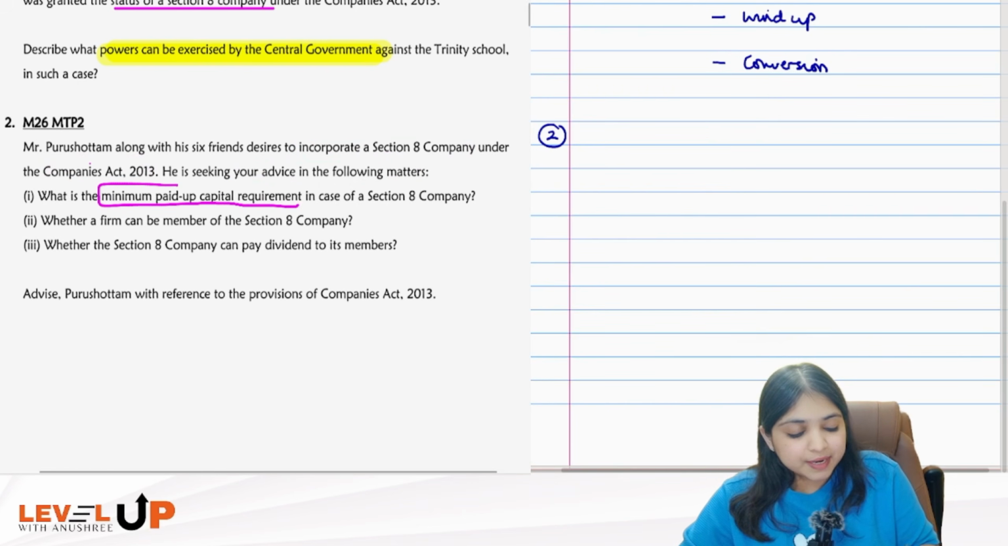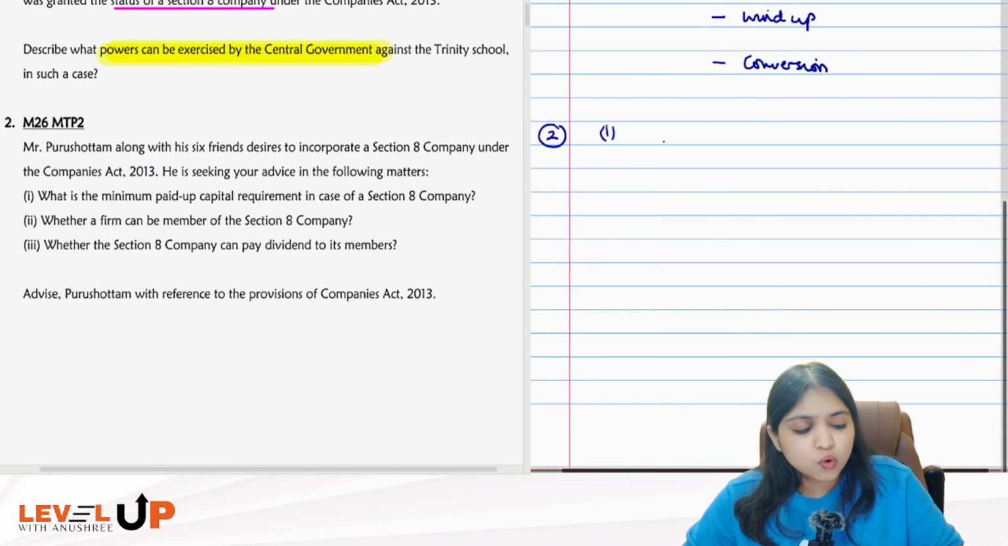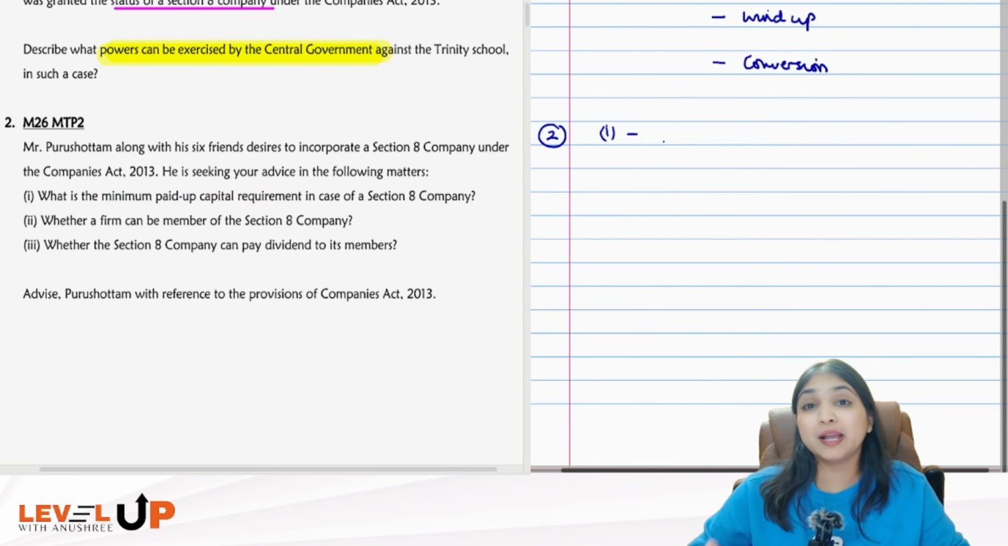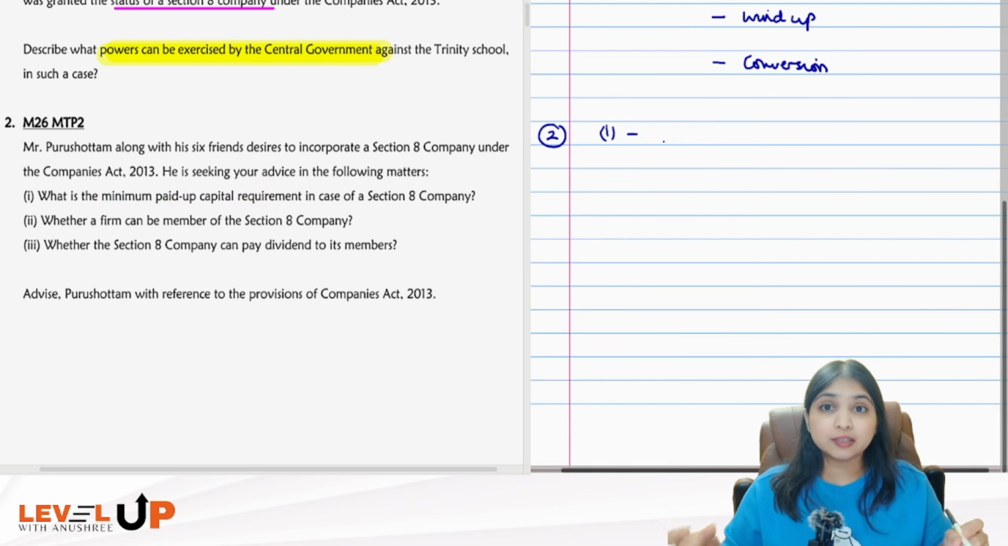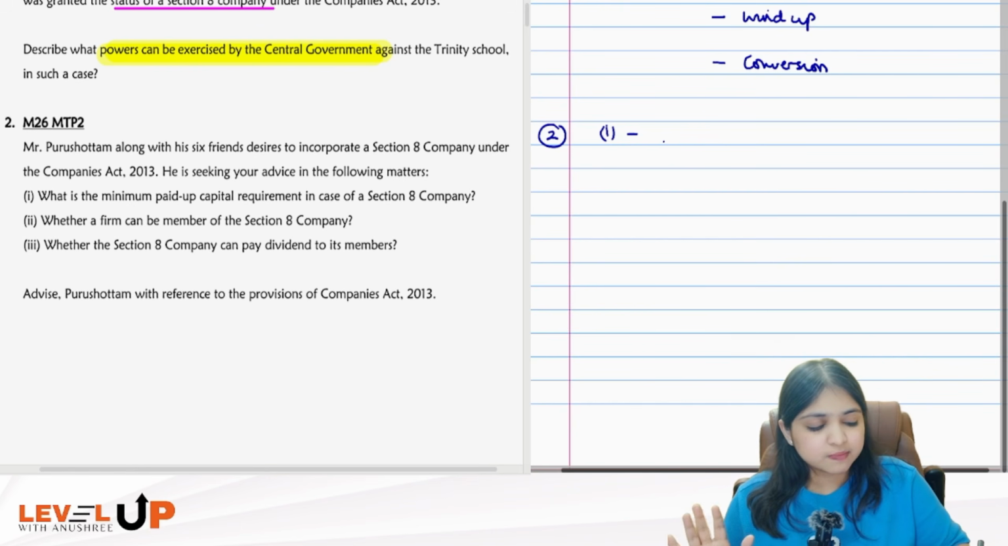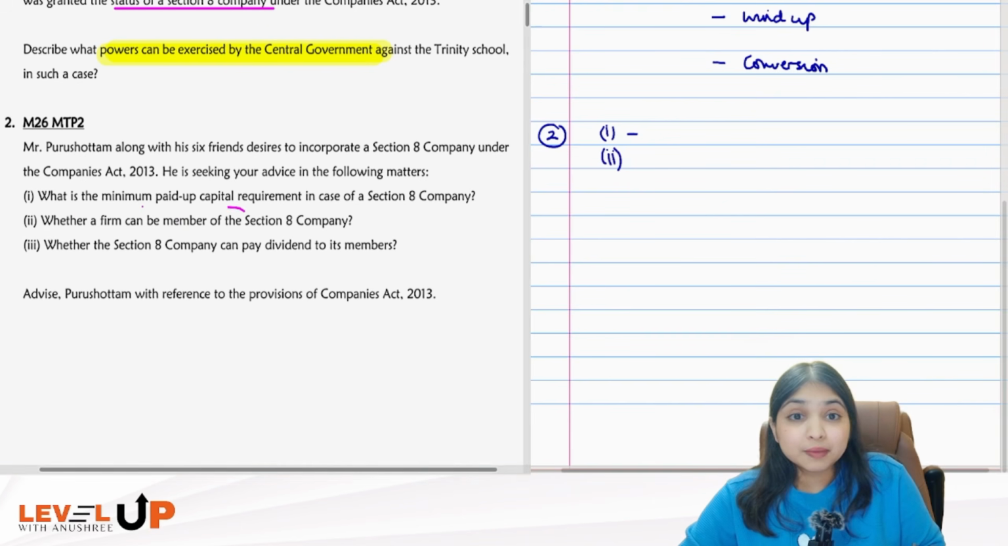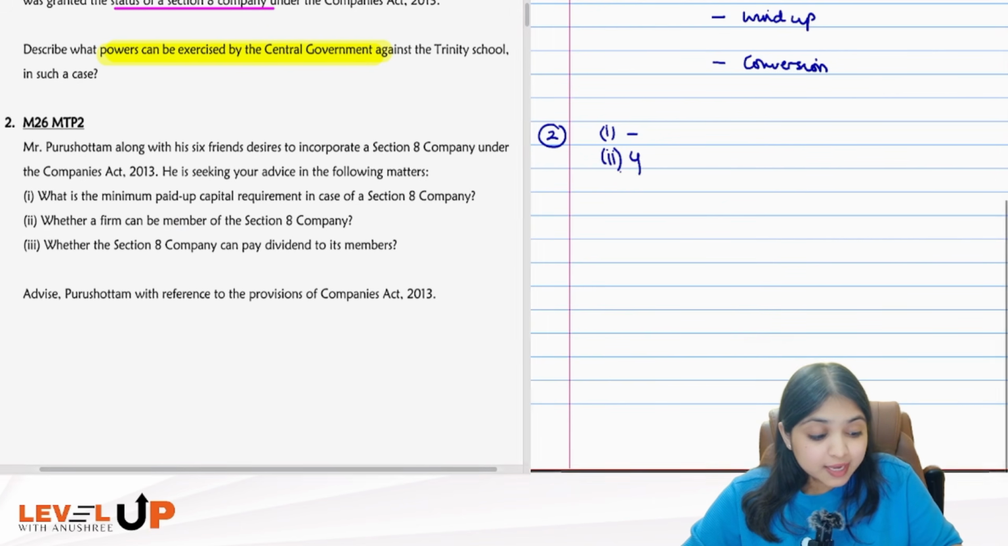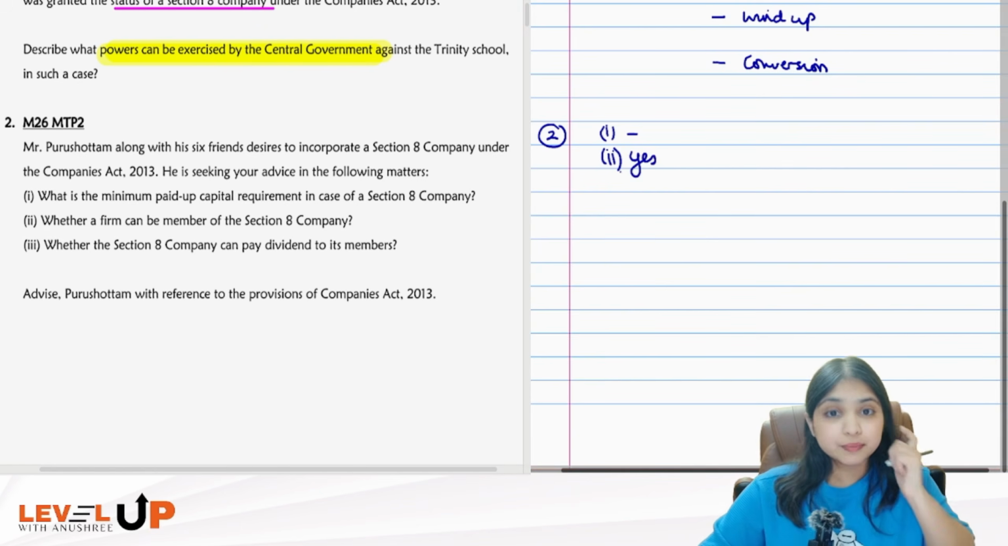What is a minimum paid up capital requirement? There is no such minimum paid up capital requirement, guys. Earlier there was a condition that Section 8 company should have so much minimum paid up capital, but there is no such minimum paid up capital requirement anymore. Then second question, whether a firm can be a member in Section 8 company? Yes, in a Section 8 company even a firm can be a member.